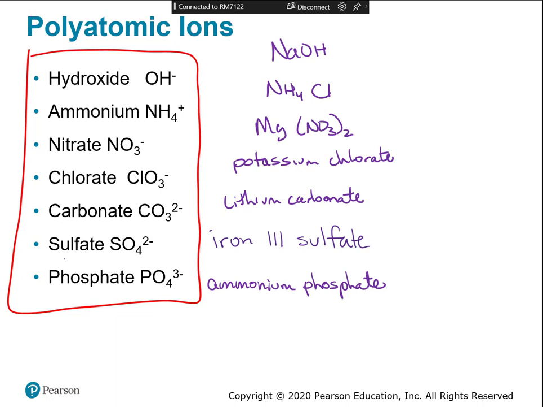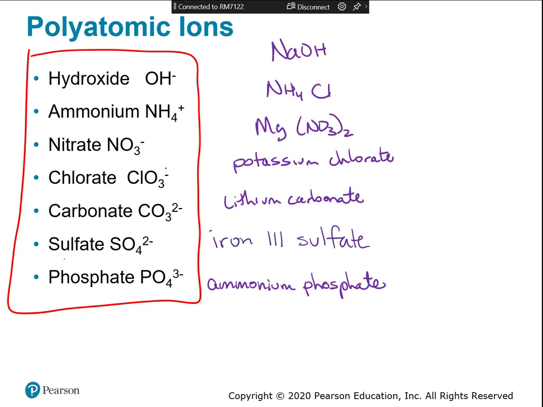Then we have nitrate, which is NO3. That negative right here is the charge on the NO3. So NO3 negative is a nitrate with 3 oxygens, and together it has a negative charge. Chlorate is ClO3, so it's a chlorine with 3 oxygens, and it has a negative charge. The carbonate is CO3, and it has a -2 charge. So you see it's written 2 negative, -2, same thing. It just means it has a double negative to it.